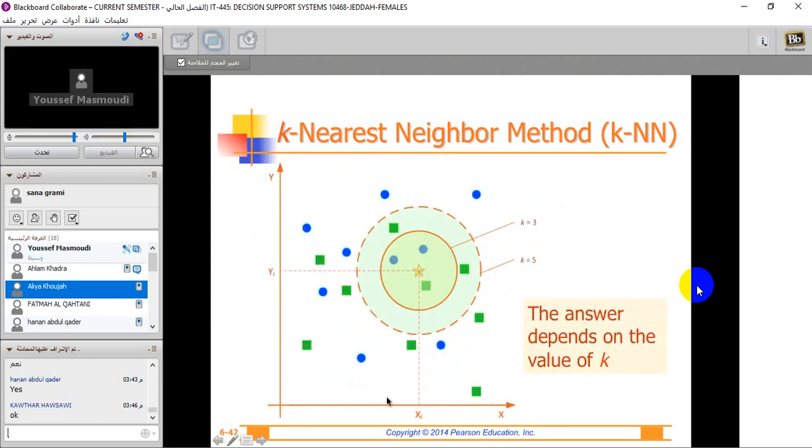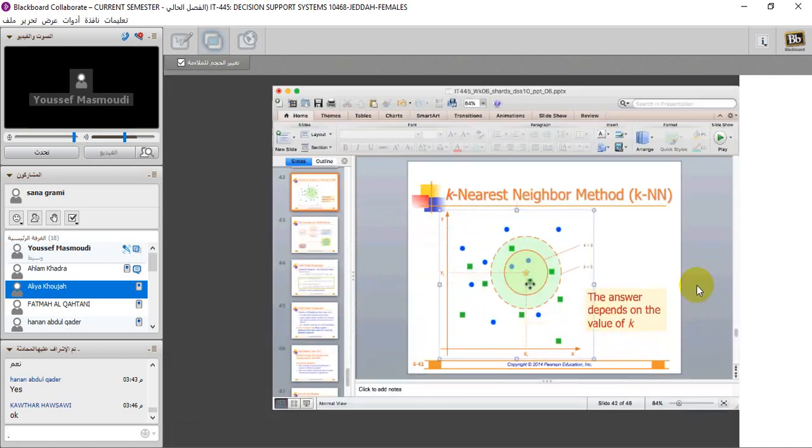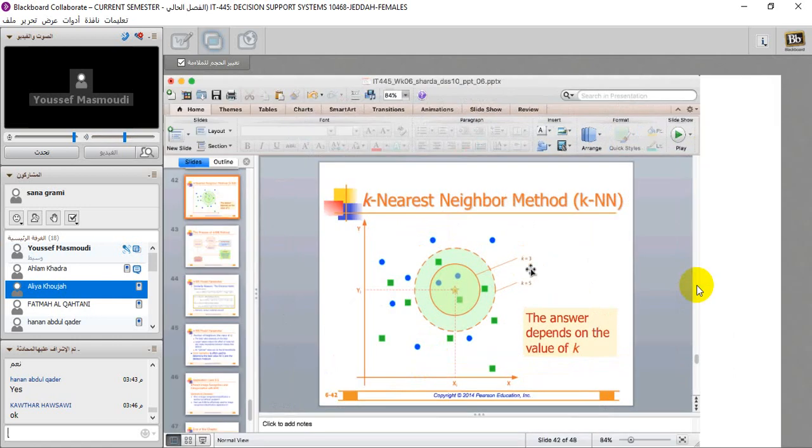So here you have points, you have blue and green points. And this star is the new point. We want to classify this point. So if we take K equal to 3, we can see the 3 neighbors. So the classification of the star will be blue or green. When K equals 3, the star will be blue.